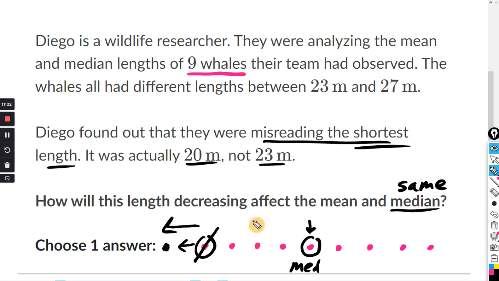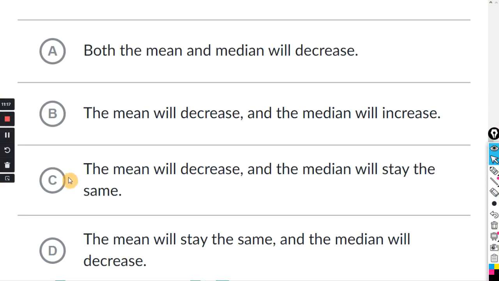It went to the left, so the mean decreased. Okay, or we can say it went down, it decreased. So that's it. The mean decreased, the median stayed the same. Answer C, the mean will decrease and the median will stay the same.